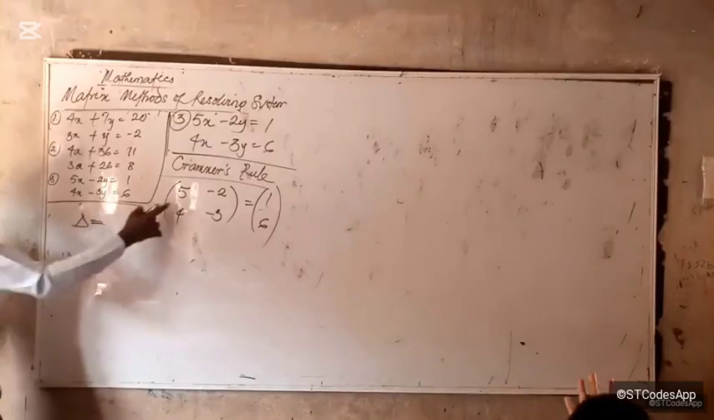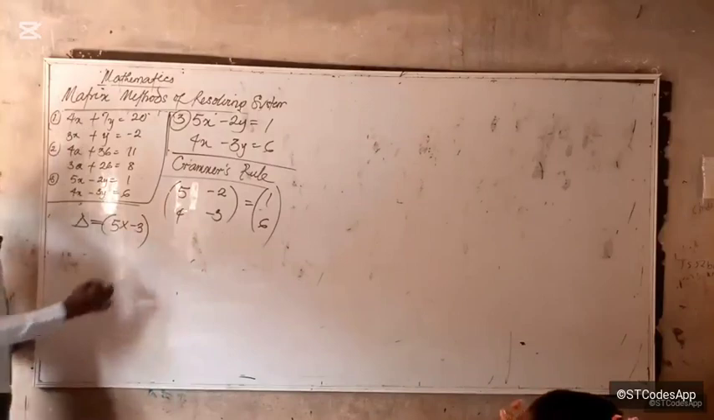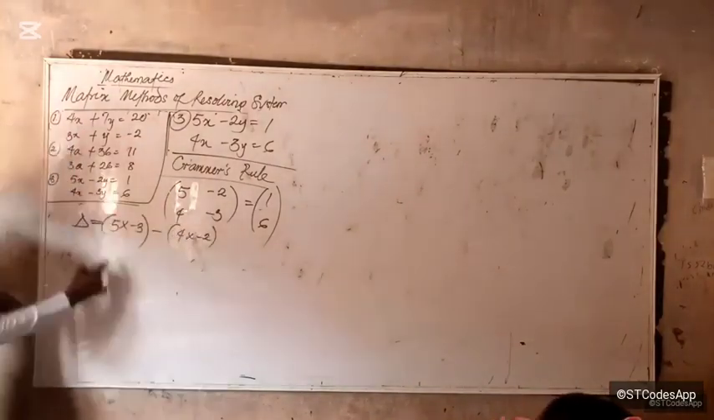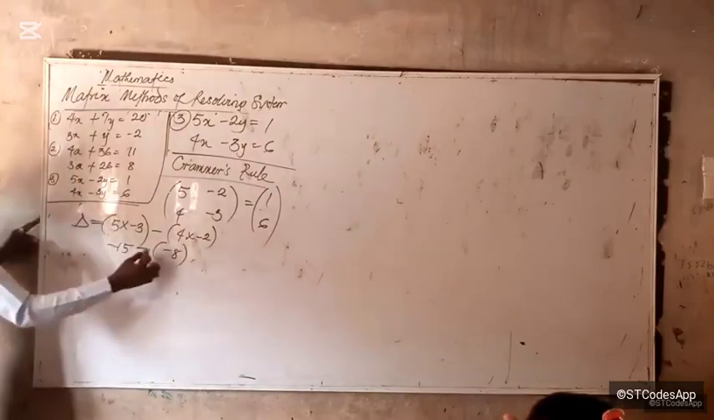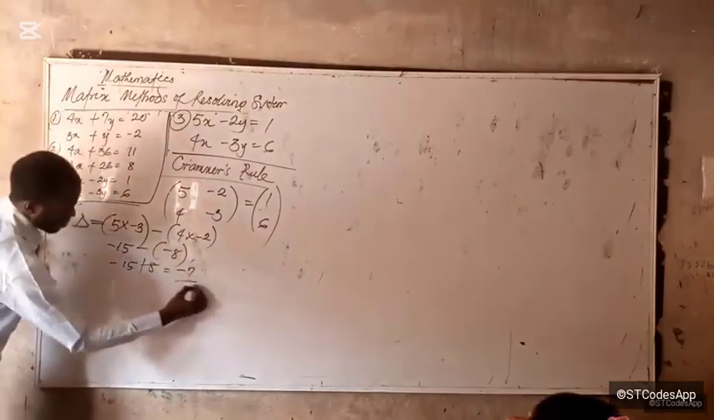So the determinant of this matrix will be this by this, that is 5 times minus 3, minus 4 by minus 2. This by this, minus 15, minus 8. Minus times minus is plus, so we have minus 15 plus 8. This gives us what? Minus 7.